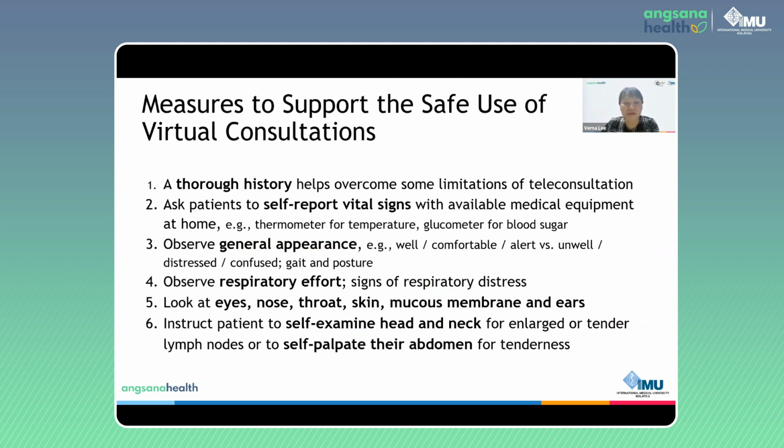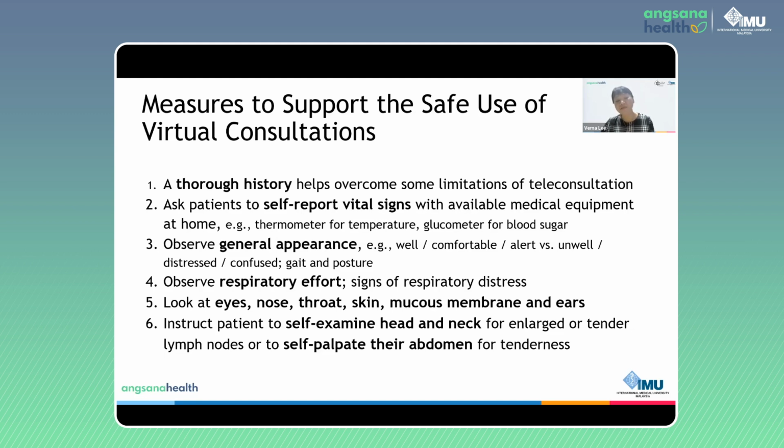Just like in-person consultation, I think we cannot skip the history. A good detailed history will help us make the correct diagnosis and provide the correct management. If some examination can be done at home, such as temperature, ask the patient if they have a thermometer. If they have a glucometer or a BP set, those vital signs are now easily available at home. Of course, a video conference will allow you to observe the patient's general appearance.